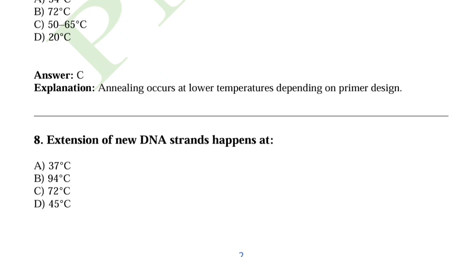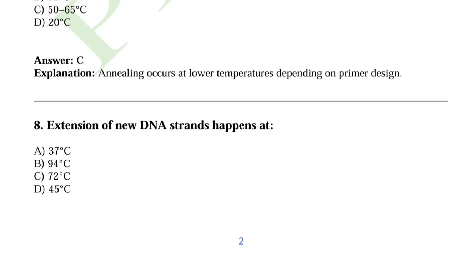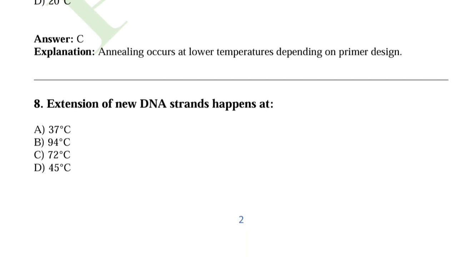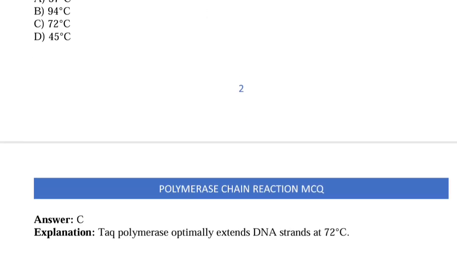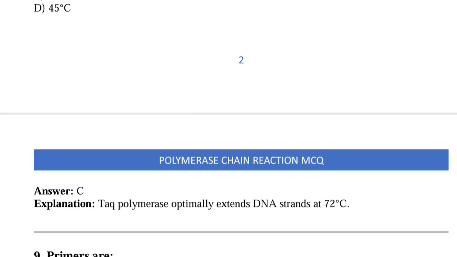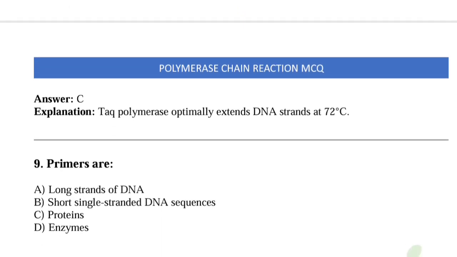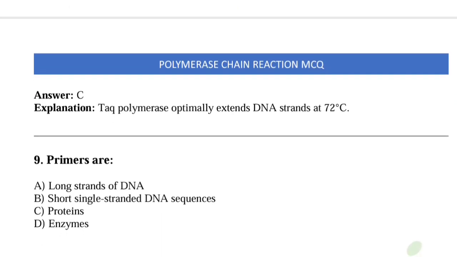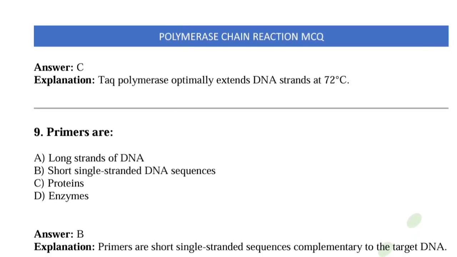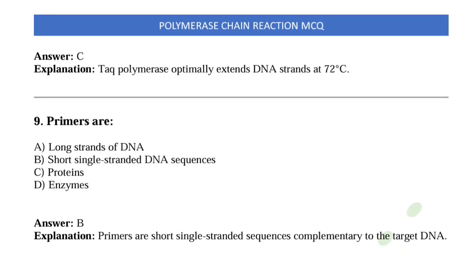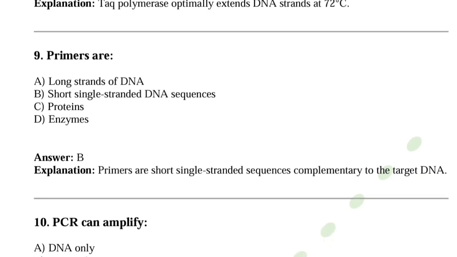Question number 8. Extension of new DNA strand happens at. So extension of new DNA strand happens at, option C is correct, that is 72 degrees Celsius. Okay, Taq polymerase optimally extends the DNA strand at 72 degrees Celsius. Question number 9. Primer are. So primer are, option B is correct, short single stranded DNA sequences. So primers are short single stranded sequences complementary to the target DNA.